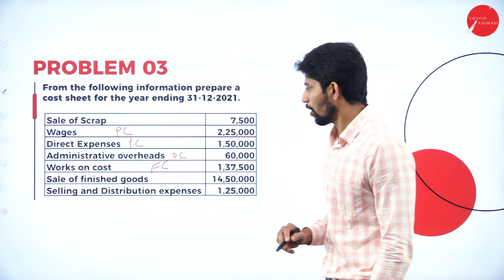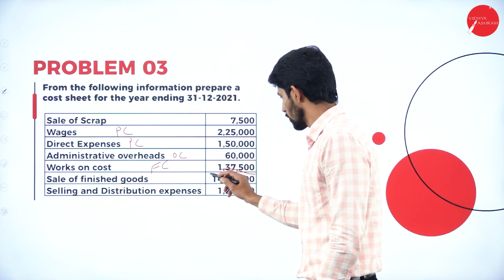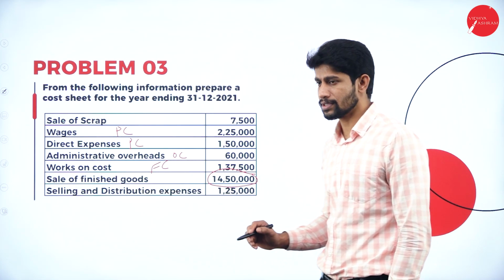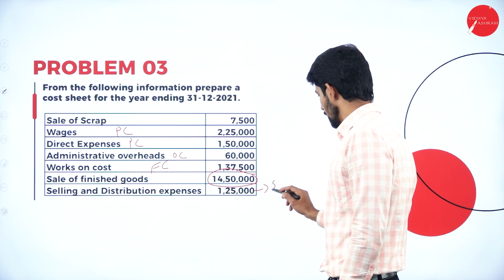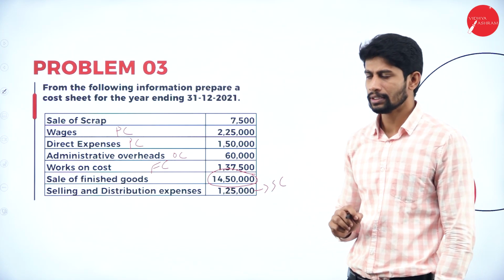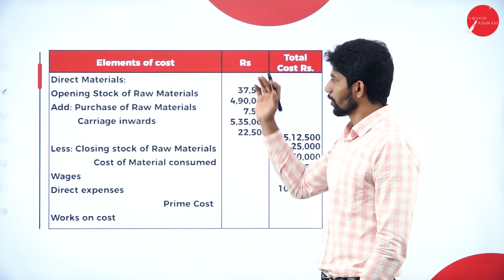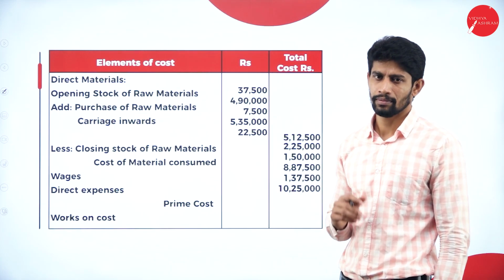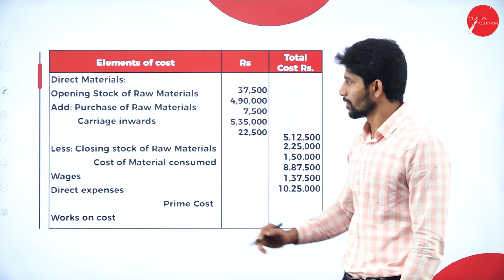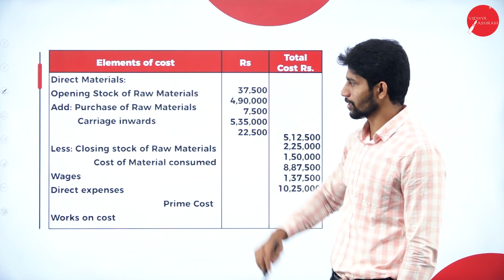Next, sale of finished goods. Yes, this is the total sales, that is 14,50,000. Selling and distribution expenses comes under, yes, selling cost. So by using this information, we are supposed to solve the problem. So again, we are going to make 3 columns, okay? That is elements of cost, rupees and total cost. So first we are going to write direct material.